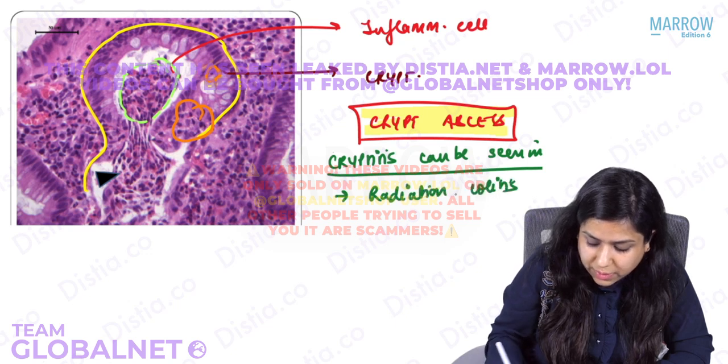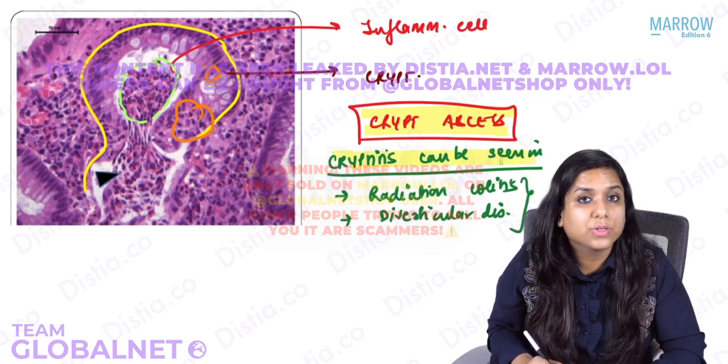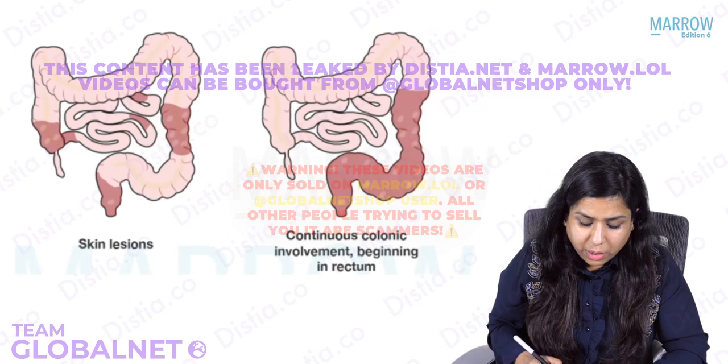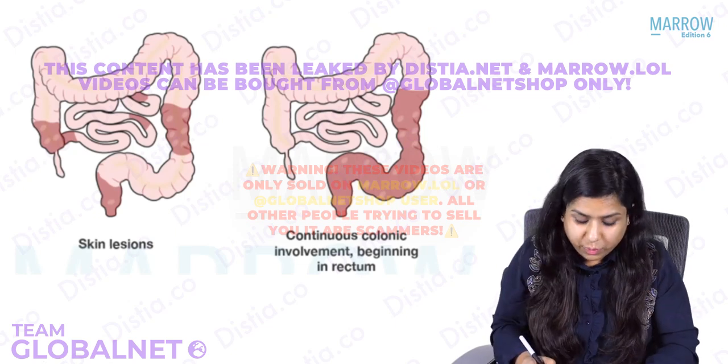Radiation colitis. Then it can be seen in diverticular diseases, right? So cryptitis can also be seen in all these conditions. Easy story? Now, this is a story to differentiate Crohn's disease from ulcerative colitis.